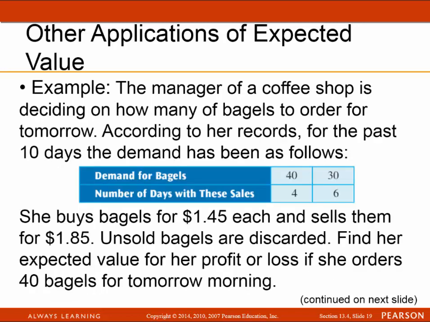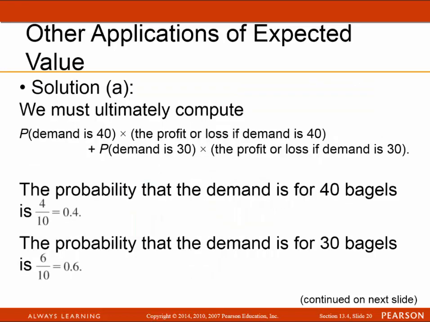Here's another example. The manager of a coffee shop is deciding how many bagels to order for tomorrow. According to her records, for the past 10 days, the demand has been as follows. So you have 40 bagels, that's for 4 days, 30 bagels for 6 days. So she buys bagels for $1.45 each and she sells them for $1.85. Now, unsold bagels are discarded. Find her expected value for her profit or loss if she orders 40 bagels for tomorrow morning.